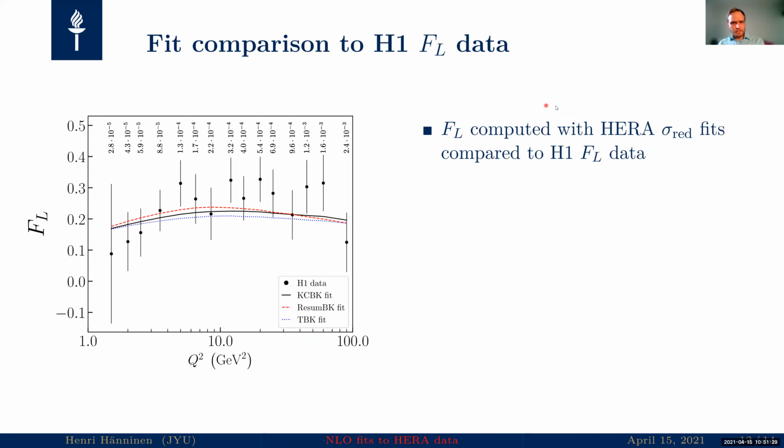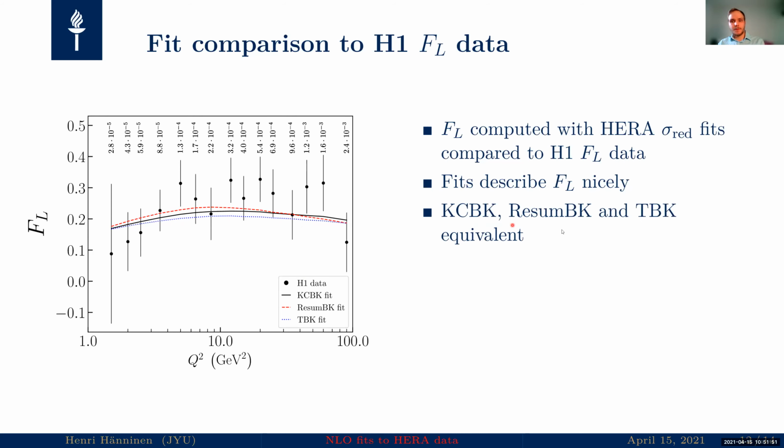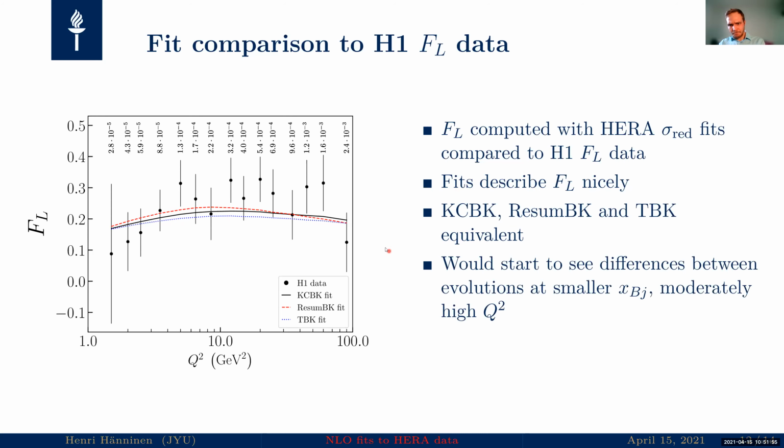So then let's lastly have a comparison with the H1 measurement of FL. So we computed the FL from our HERA sigma reduced fits and compared this to the H1 measurement as plotted here. And as you can see, the fits describe the FL quite nicely. And the enhanced BK equations behave equivalently here. And we would expect to start to see differences between these evolution equations going to smaller Bjorken x and moderately high Q squared.